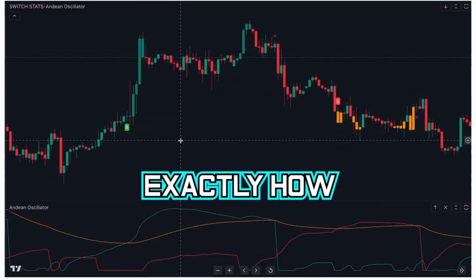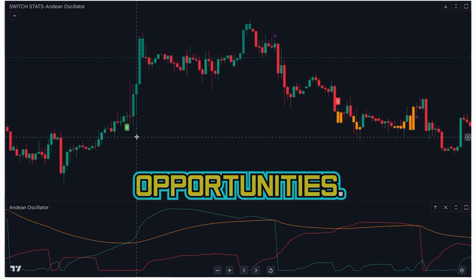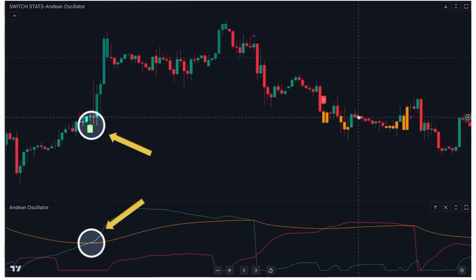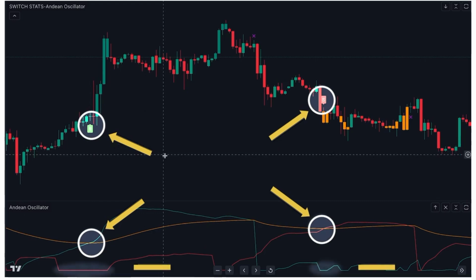Now to show you exactly how to use the indicator to find insane scalping opportunities, we will use this version of the indicator that prints the signals on the candles. As you can see, the signals being displayed on the chart are directly correlated to the signals of the oscillator. However, this indicator will only print a signal if the variation is 0.